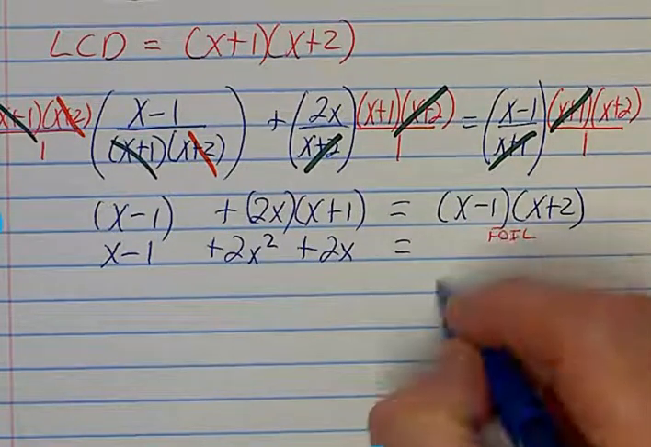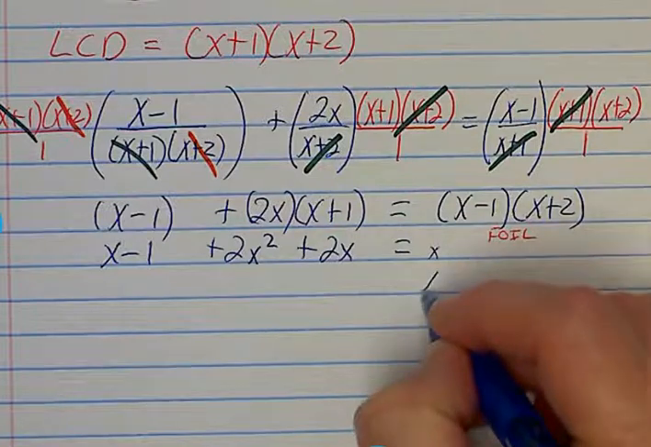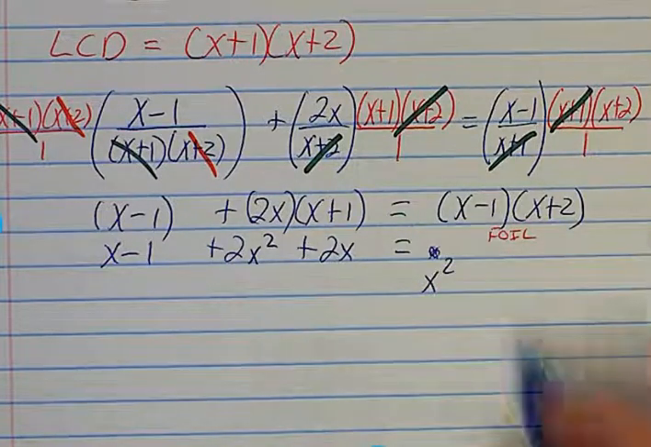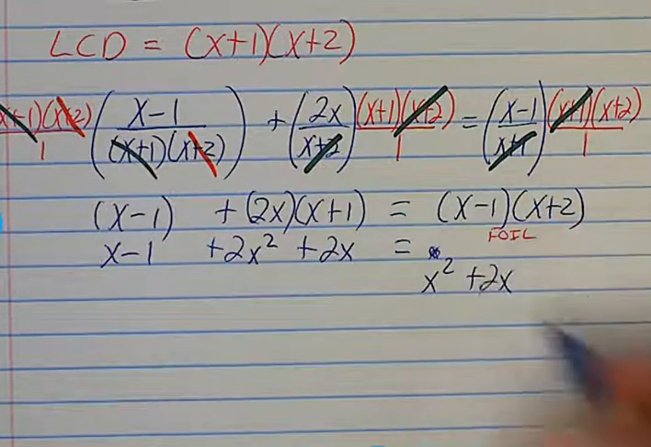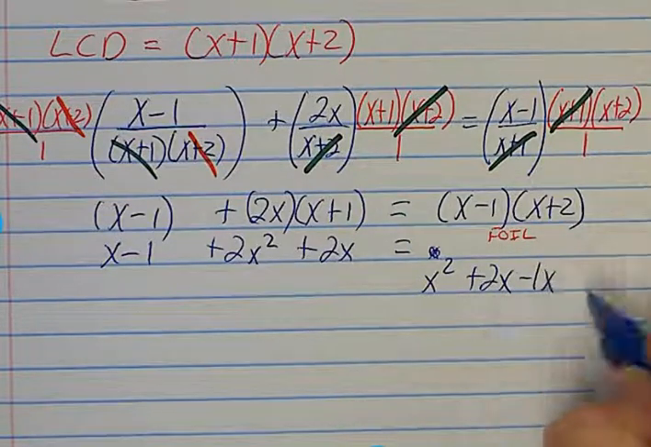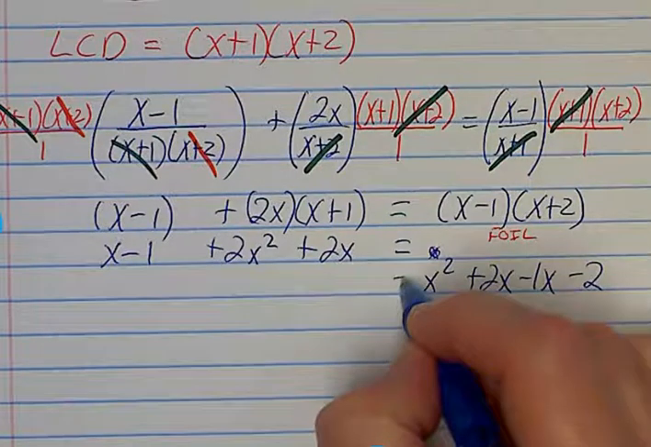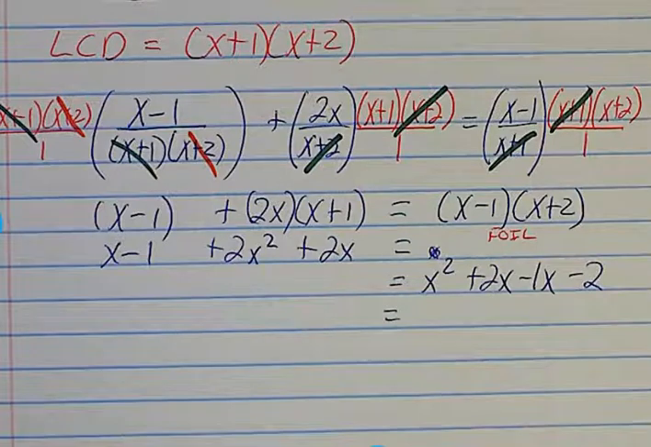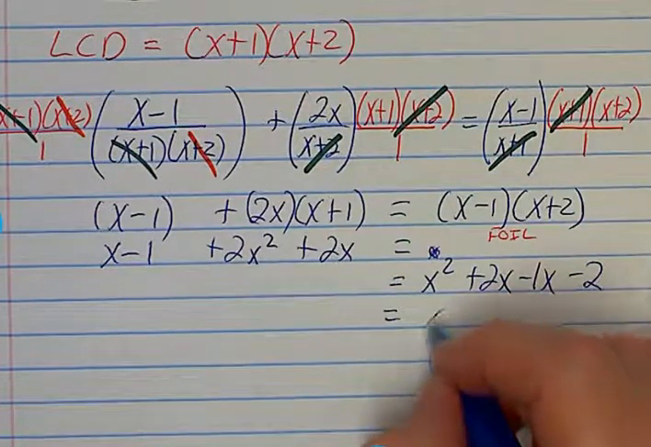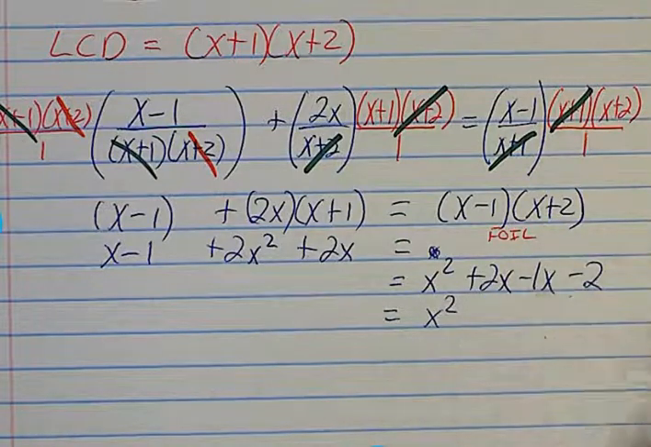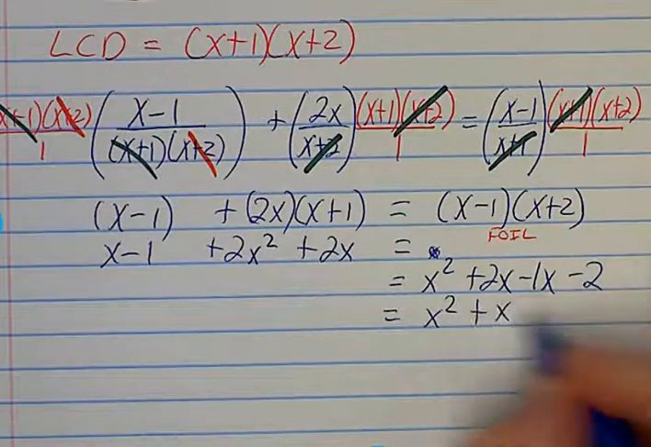So if we do that, you get x squared plus 2x minus 1x minus 2. Okay, so over here you can put those two together. If you do 2 minus 1, that's a 1x. If you want to put the 1x, or you can just leave it as x, that's fine.